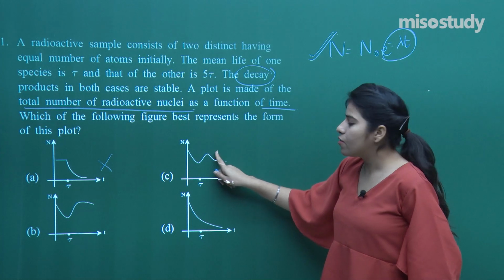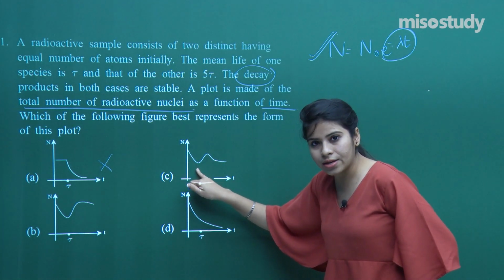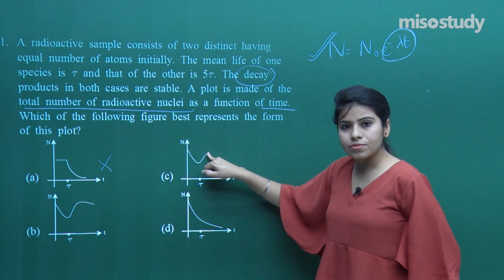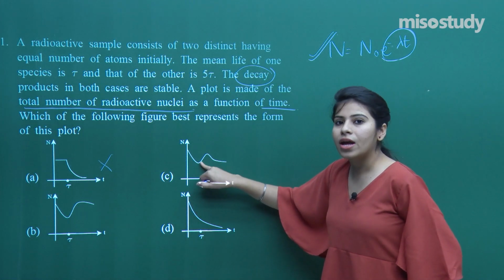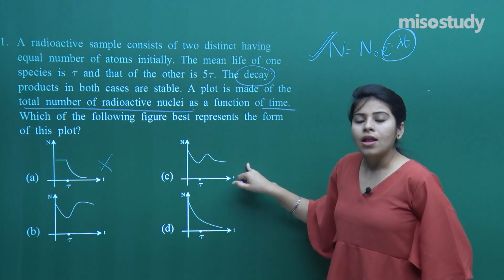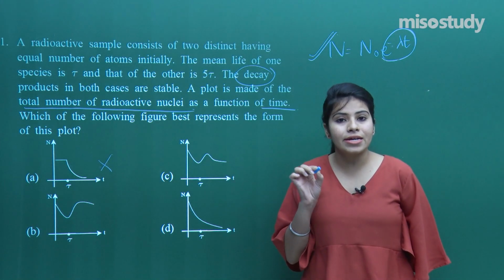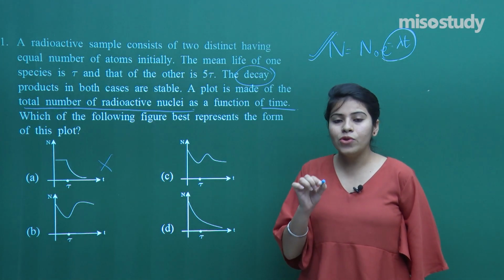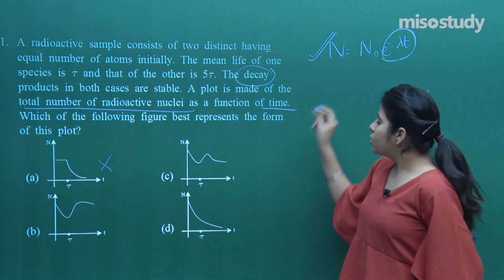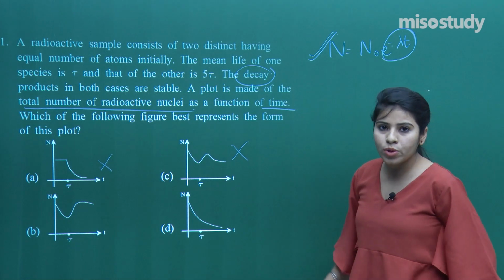Now if I look at the second figure, I can see that initially it was decreasing. By the time tau, after the mean life, it started increasing, and then again it started decreasing. As I have told you, the number of nuclei cannot increase in this case. The number of nuclei will definitely decrease according to this situation. So it cannot be the correct figure.